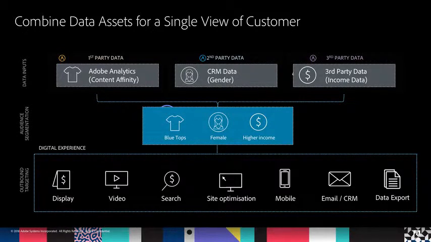Let's say you're collecting first-party data because you have Adobe Analytics installed on your site, and that's telling you something about content affinity, about the type of content that your users are browsing. Maybe you have a second-party data relationship that's giving you some CRM data. Perhaps that's feeding in gender information about some users. And then third-party data you're purchasing can include household income brackets.